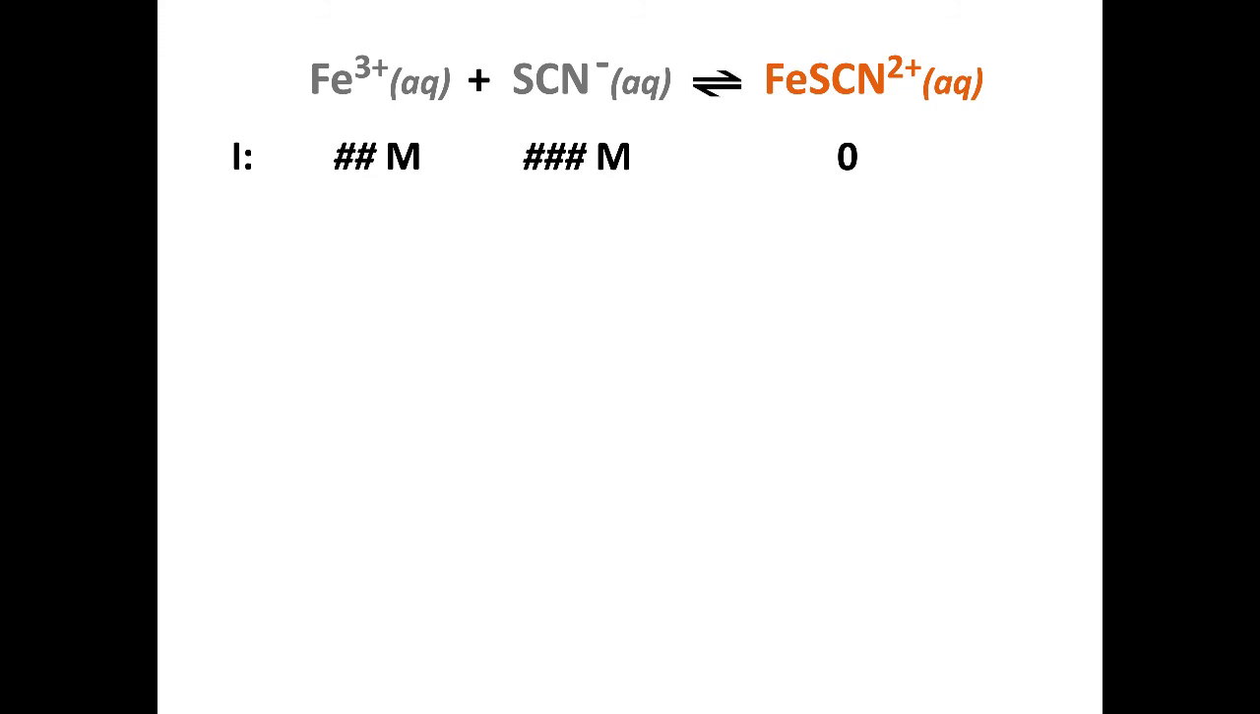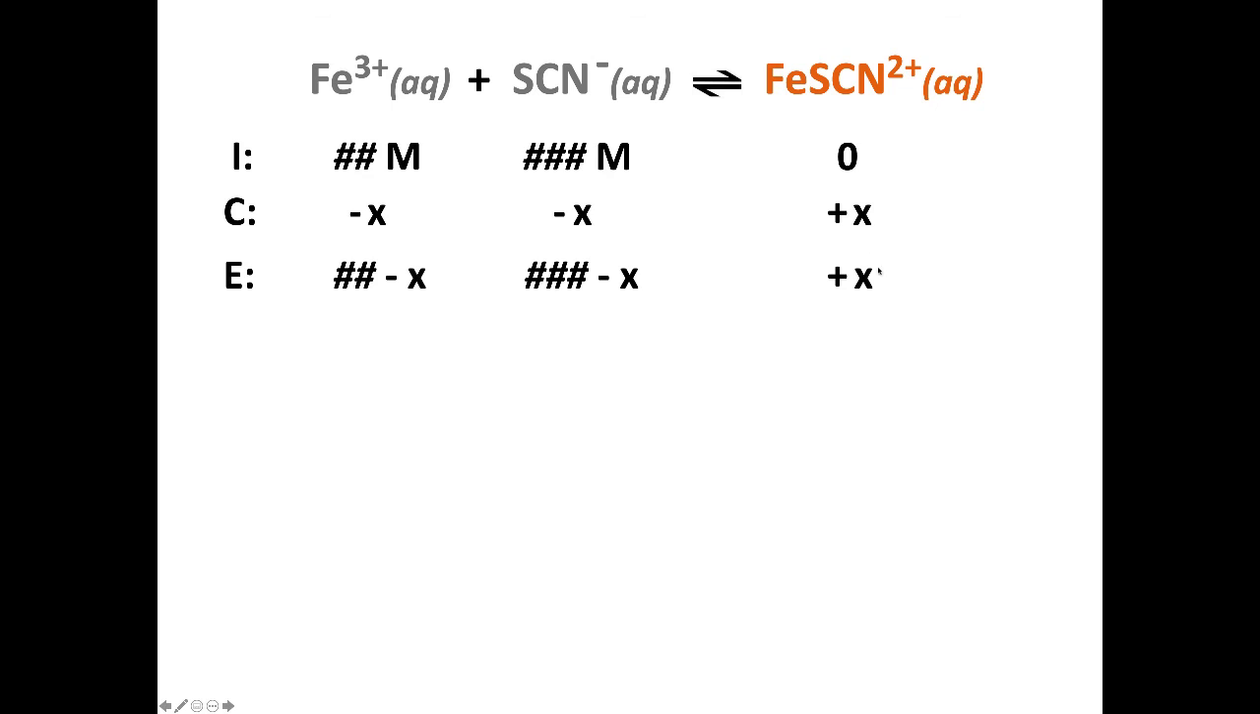Now, of course, what will happen is then the reaction does in fact take place. The change will be that Fe3+ goes down by some amount. SCN- goes down by the same amount because it's a one-to-one stoichiometry. They're being used up, so it's negative. And then FeSCN2+ goes up by the same amount. Again, it's a one-to-one-to-one stoichiometry, but this will go up. We don't know what X is yet, but we'll get there. And then at equilibrium, we'll have our initial minus X for the Fe3+ concentration, our initial minus X for the SCN- concentration, and then simply X for the FeSCN2+ concentration.